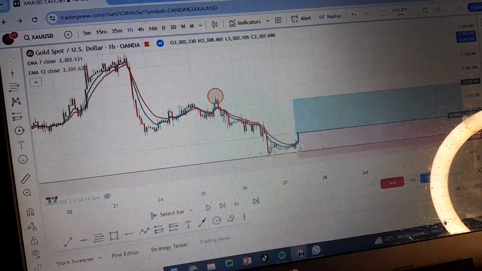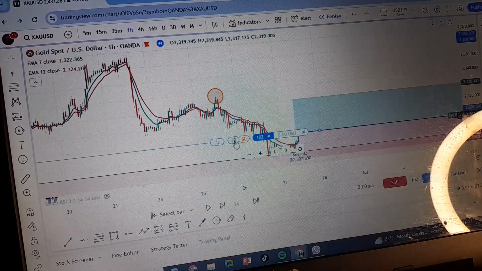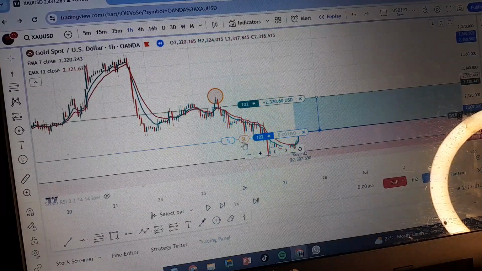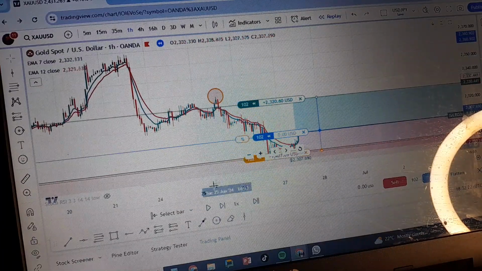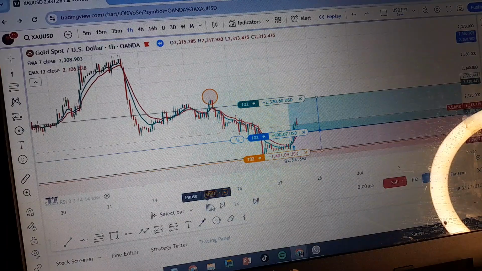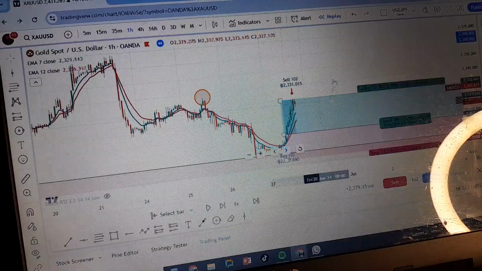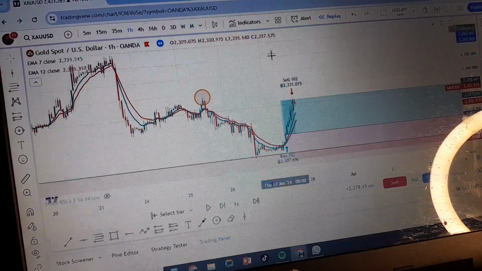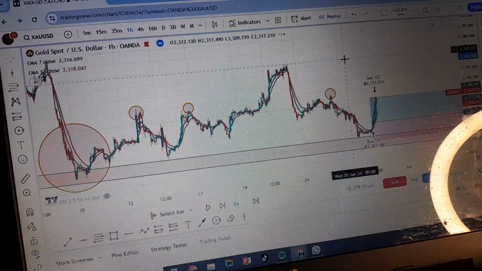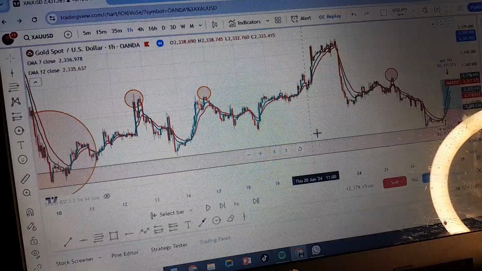So when you do that, you buy at this particular point. You set your take profit simply here, and your stop loss just below here. And let us see. Boom. So we have collected 2,379 dollars simply by following that procedure and observing it.